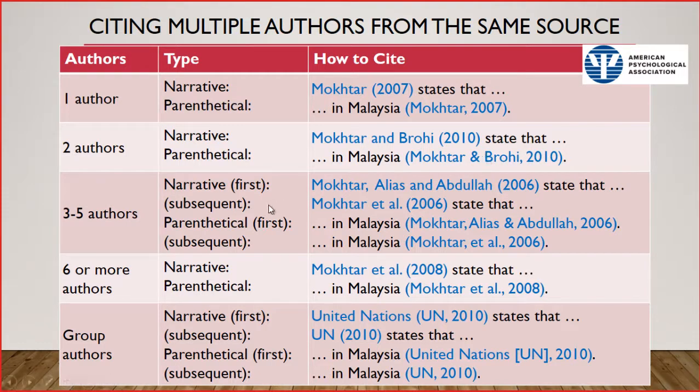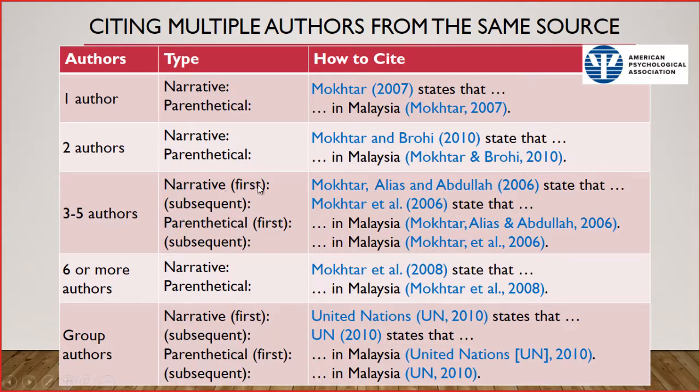Okay. For 3 to 5 authors, let's say this is a big group for one article, there is what we call the first and subsequent. Now, first means the first time you use it in your writing, this is how it is done. Subsequent is the second time, the third time, the fourth time, and so on. So this is the way it is done.